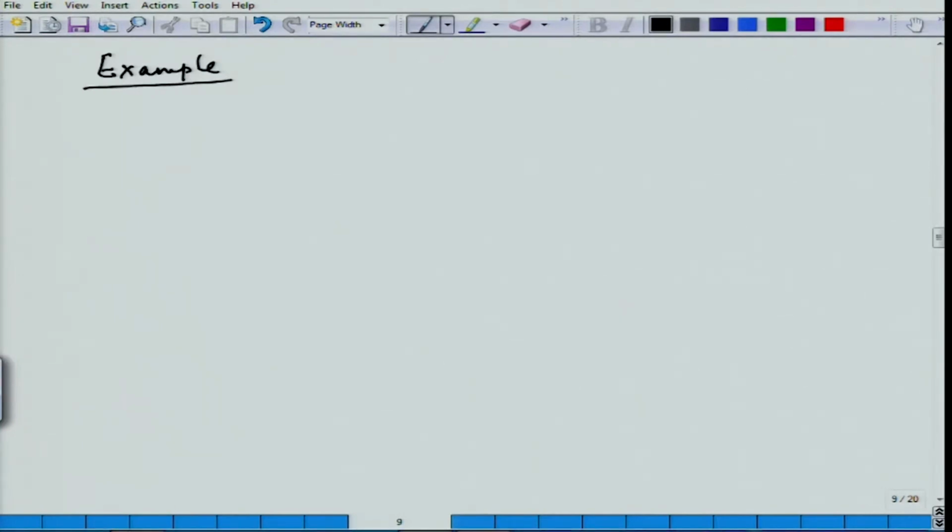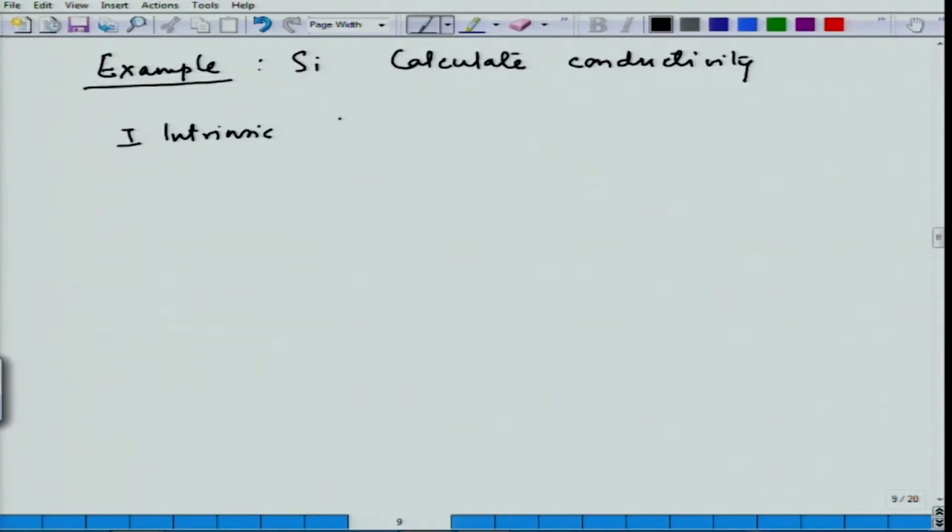We take an example here for an intrinsic semiconductor. We take silicon, and based on our discussion so far, we are going to calculate the conductivity, first for intrinsic silicon, at roughly room temperature.